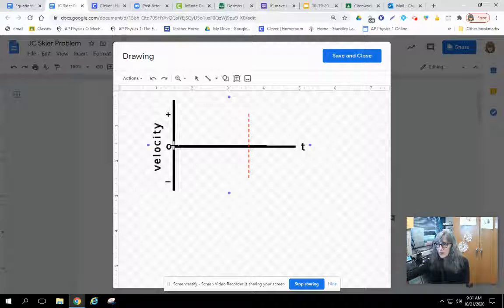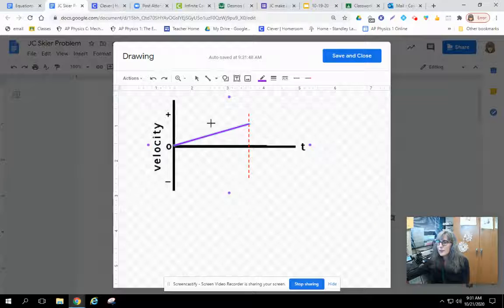Our skier starts from rest, so they're going to be starting at 0, but then they're going to get faster. So our skier's motion down the hill is going to look something like this. You can change the color if you want to. You can change the thickness. I'm going to do that just so it shows up a little bit better.